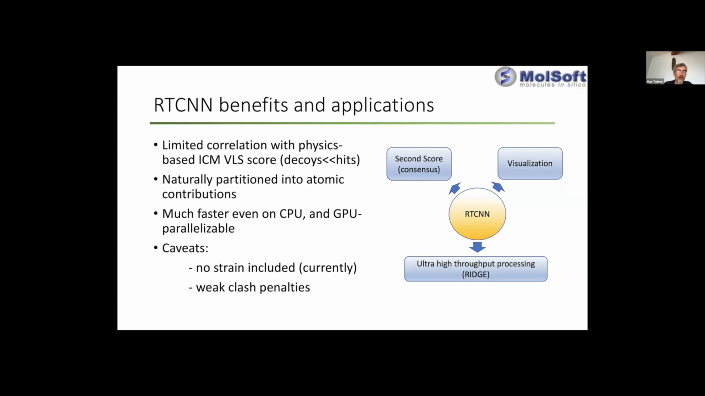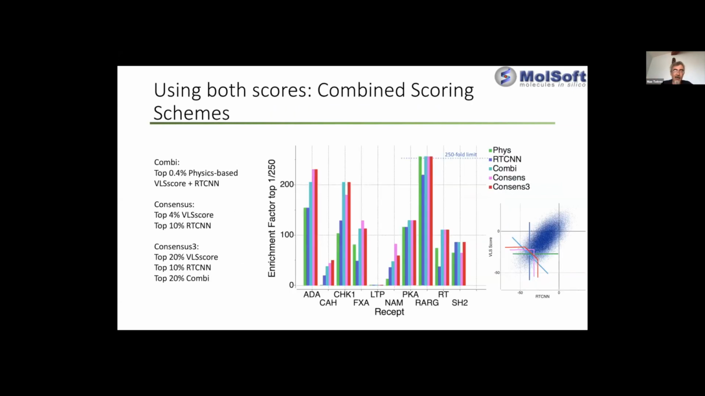Some caveats to keep in mind about RTCNN is that there's no strain in it, unlike the normal score, so it doesn't really understand if the molecule is strained. And it has pretty weak clash penalties. Normally, our docking produces reasonably unclashed structures, but if there is some kind of constraint situation, that might be an issue. So you need to keep in mind that clashes are not really penalized heavily with this score.